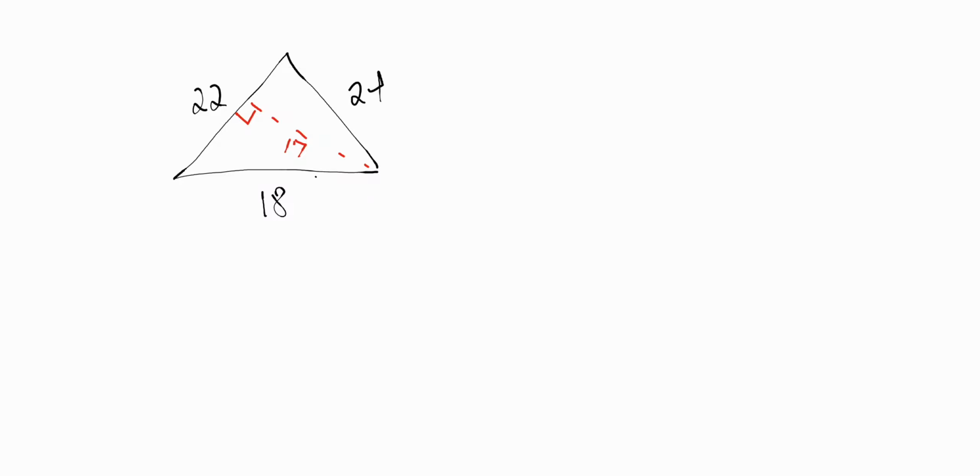To find the area of a triangle, we need to determine the base and the height of the triangle, because as we know, the area of a triangle is determined by multiplying 1/2 times the base times the height.